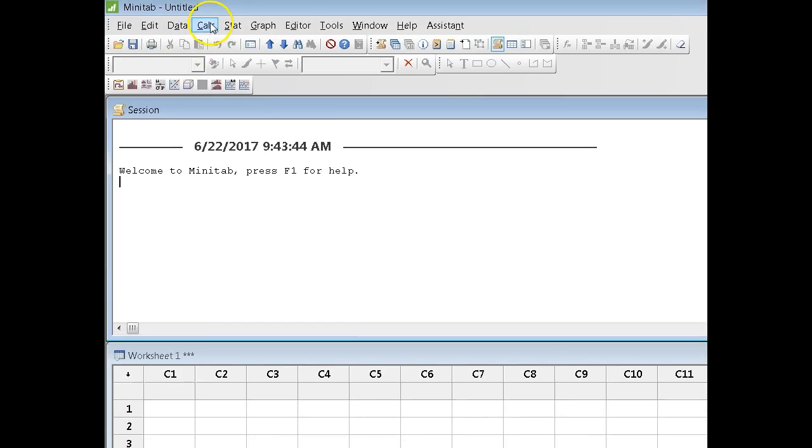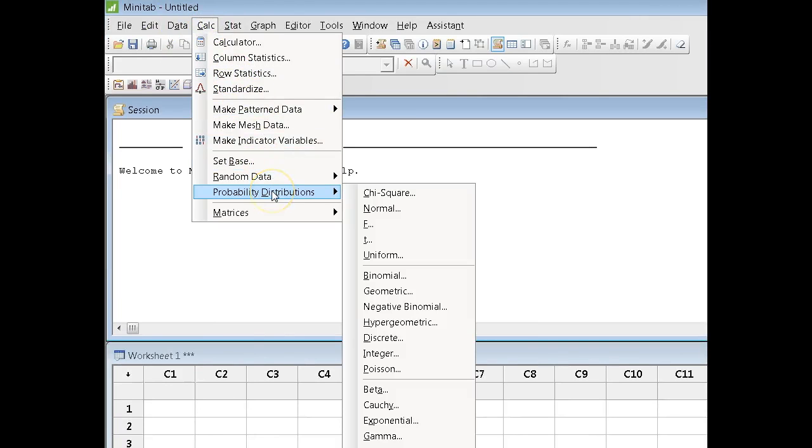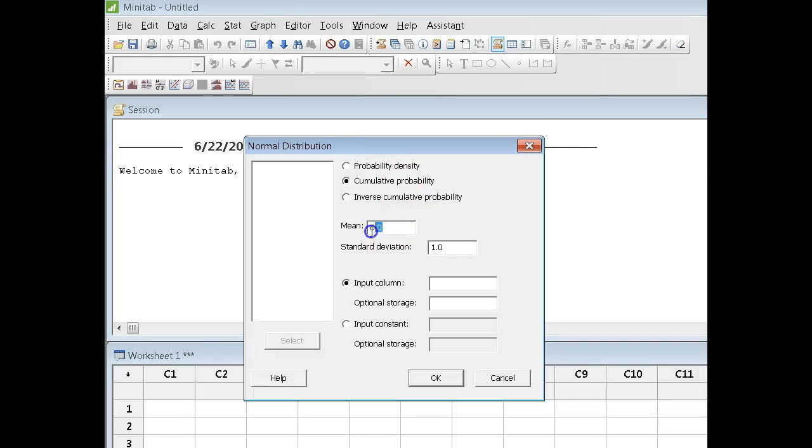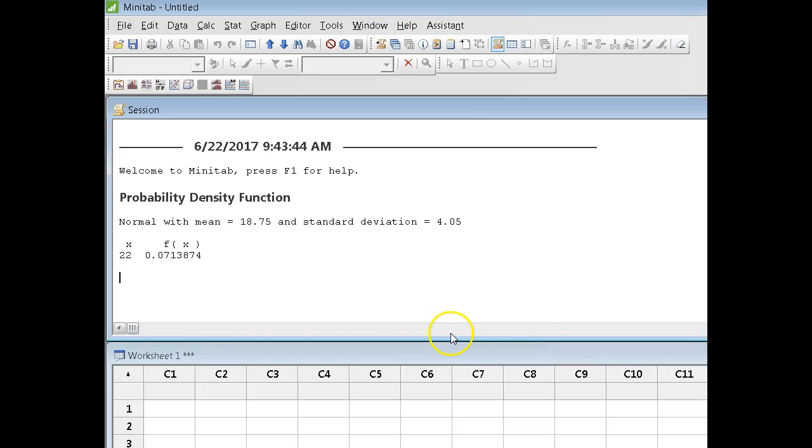All right. So into my Calc tab, probability distributions, I've got the normal and I've got the binomial. So if I go to the normal distribution, I can plug in my mean, and our mean was 18.75 with a standard deviation of 4.05. We're looking for equal to probability, so that's probability density. Input my constant. I want to know what's the probability x is equal to 22? Click OK, and there's the answer that you see in the notes.